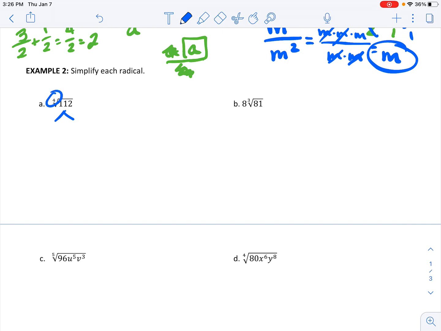So I know that 2 to the 4th power is 16. So I'm going to see if 16 is a factor for 112. So I'm going to take 112 and I'm going to divide it by 16. And sure enough, 16 times 7 is 112.